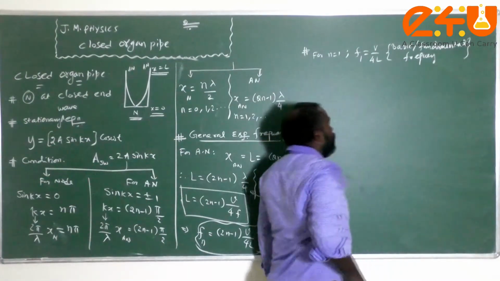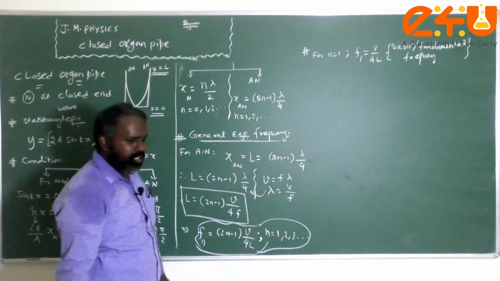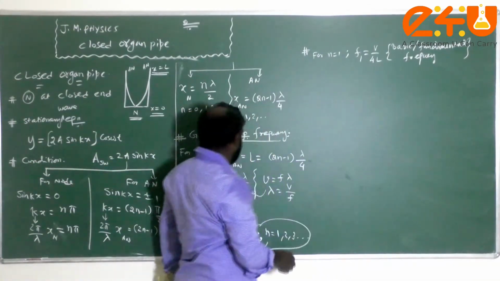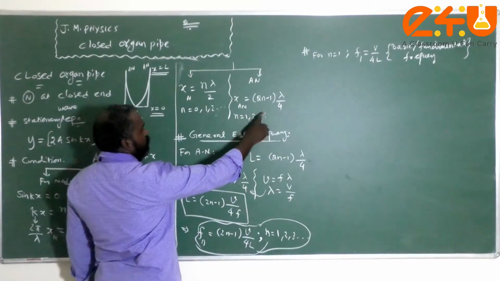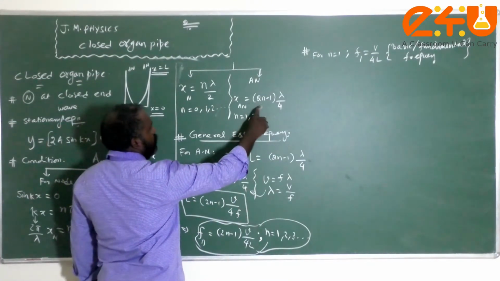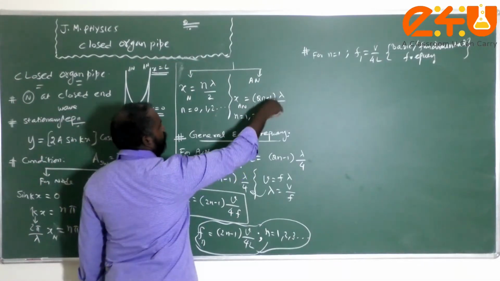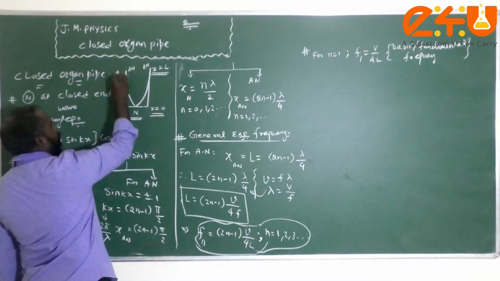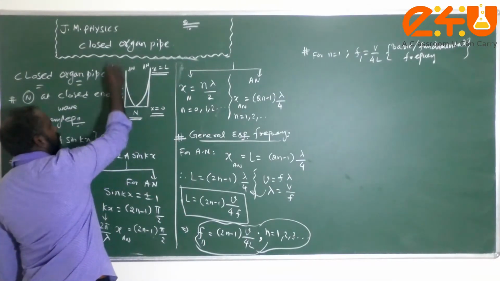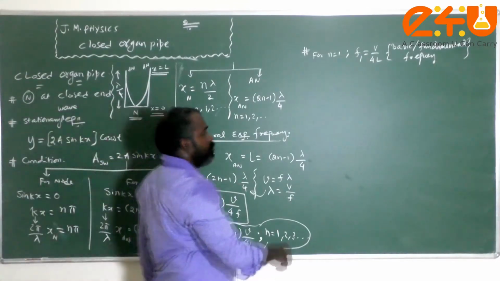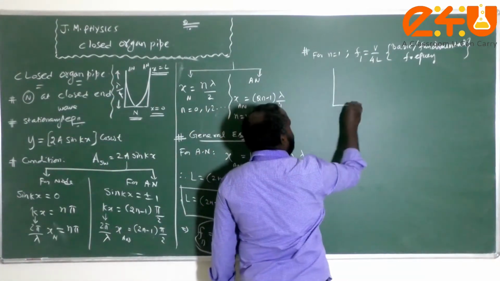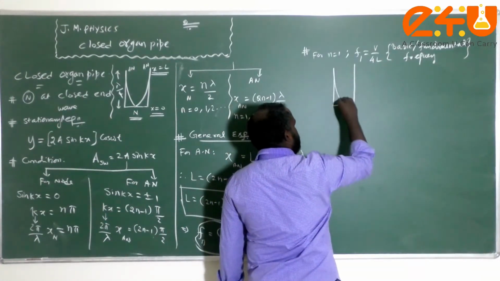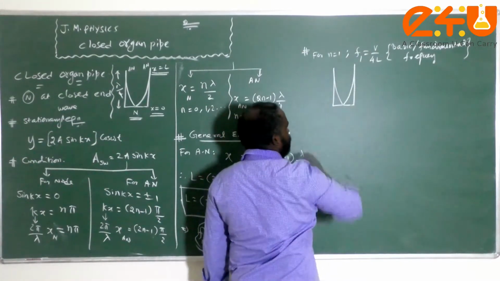For this, what is the wave pattern? Just see that for n is equal to 1, you just put n is equal to 1. What you will get is lambda by 4. Therefore, the antinode will be formed at a distance of lambda by 4. So for this fundamental frequency case, this is the diagram, the vibration of the air column, the standing waves pattern.